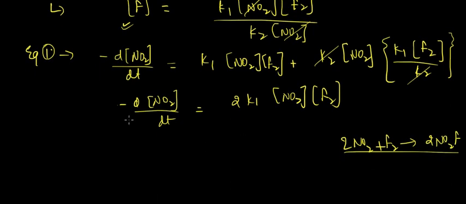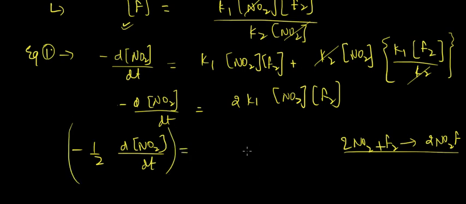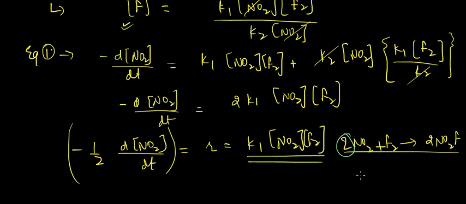Okay, so if we take NO2 on the left-hand side, it is half d[NO2]/dt, and this quantity is nothing but the rate of reaction, which is the rate of disappearance of NO2 divided by the stoichiometric coefficient, which is 2 in this case. Hence this would be the rate of reaction, equal to K1 times [NO2]^2. Again we got the same result as the result we got from the RDS method, that the rate is equivalent to the rate of the slowest step.